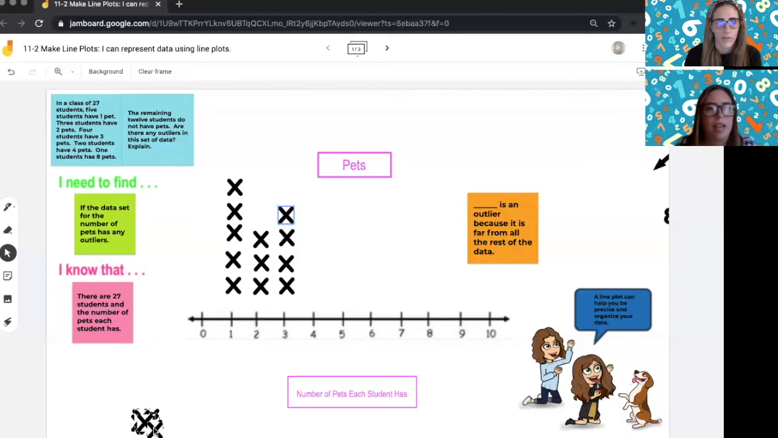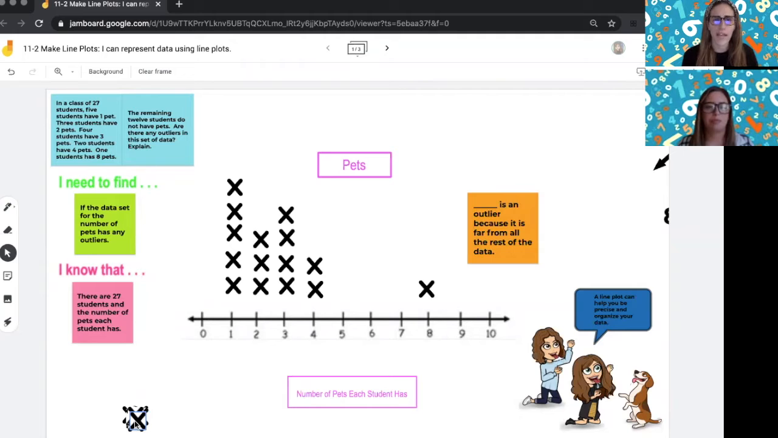2 students have 4 pets. So go to the number 4 and let's put 2 X's for 2 students who have 4 pets. Perfect. And 1 student has 8 pets. So is that going on the 1? Where does that go? We need to find the number 8 on the number line because that's how many pets the student has, and only 1 student has 8 pets. The remaining 12 students do not have pets.